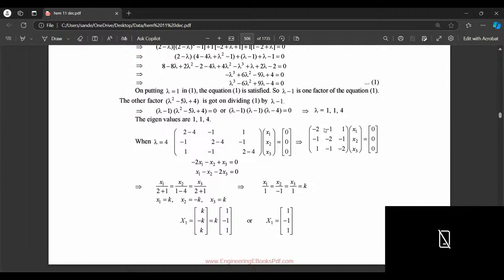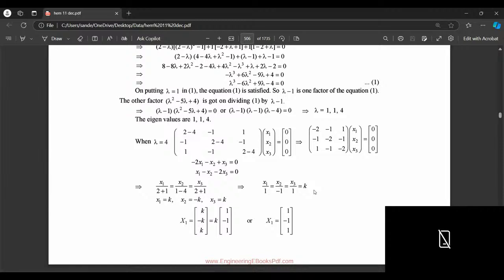Then you will get the matrix -2, -1, 1; -1, -2, -1; and 1, -1, -2. Then if you write in the form of equations, you will get all three equations are different. If all three are different or any two are different, you may choose Cramer's rule. By using Cramer's rule, you can find the first eigenvector for this different eigenvalue lambda equal to 4.